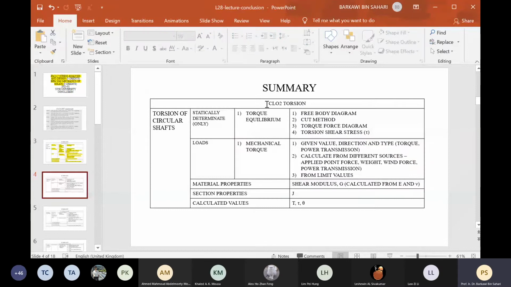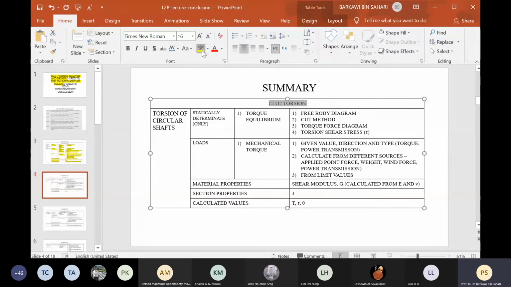For CLO2, torsion case is much smaller compared to CLO1. The reason being a number of related items of CLO2 have been dealt with in CLO1. Now for CLO2, we only concentrate on circular shaft, torsion of circular shaft. Okay, these are the scope in this particular outline.